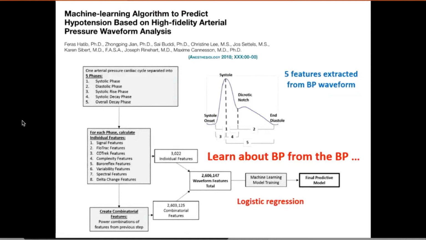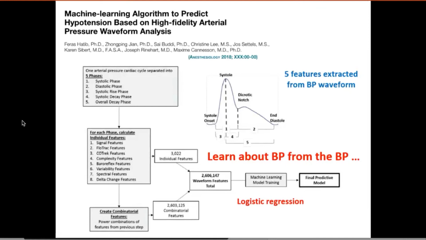And so they extracted waveforms from monitors, and they analyzed the waveforms. They reduced the dimension of this waveform signal, and by waveform I mean the beat by beat, the really high fidelity, very granular blood pressure signal. They had to reduce the dimension of the signal to 5 features extracted from that, and then they used a very simple logistic regression model to integrate that and to predict the blood pressure.